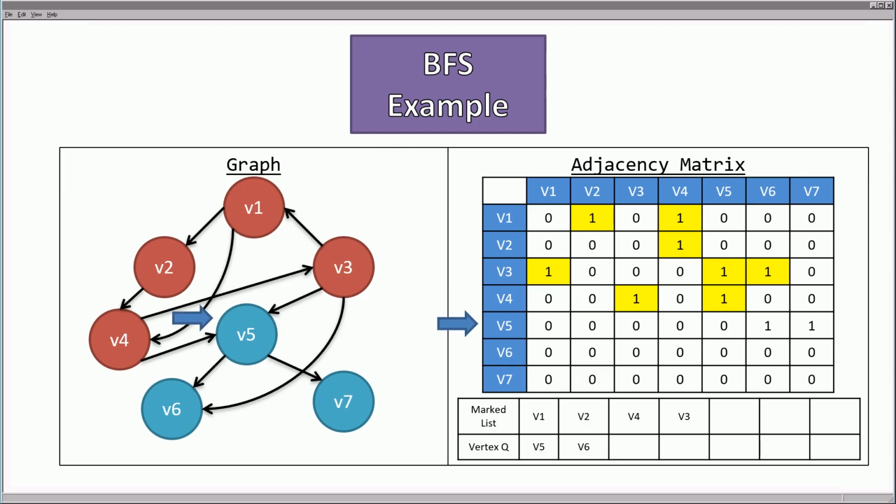Now we travel to V5. We DQ it and add it to our marked list. Then we add the outgoing edges from V5, which is V6 and 7. Next we travel to V6. We DQ that and mark it.